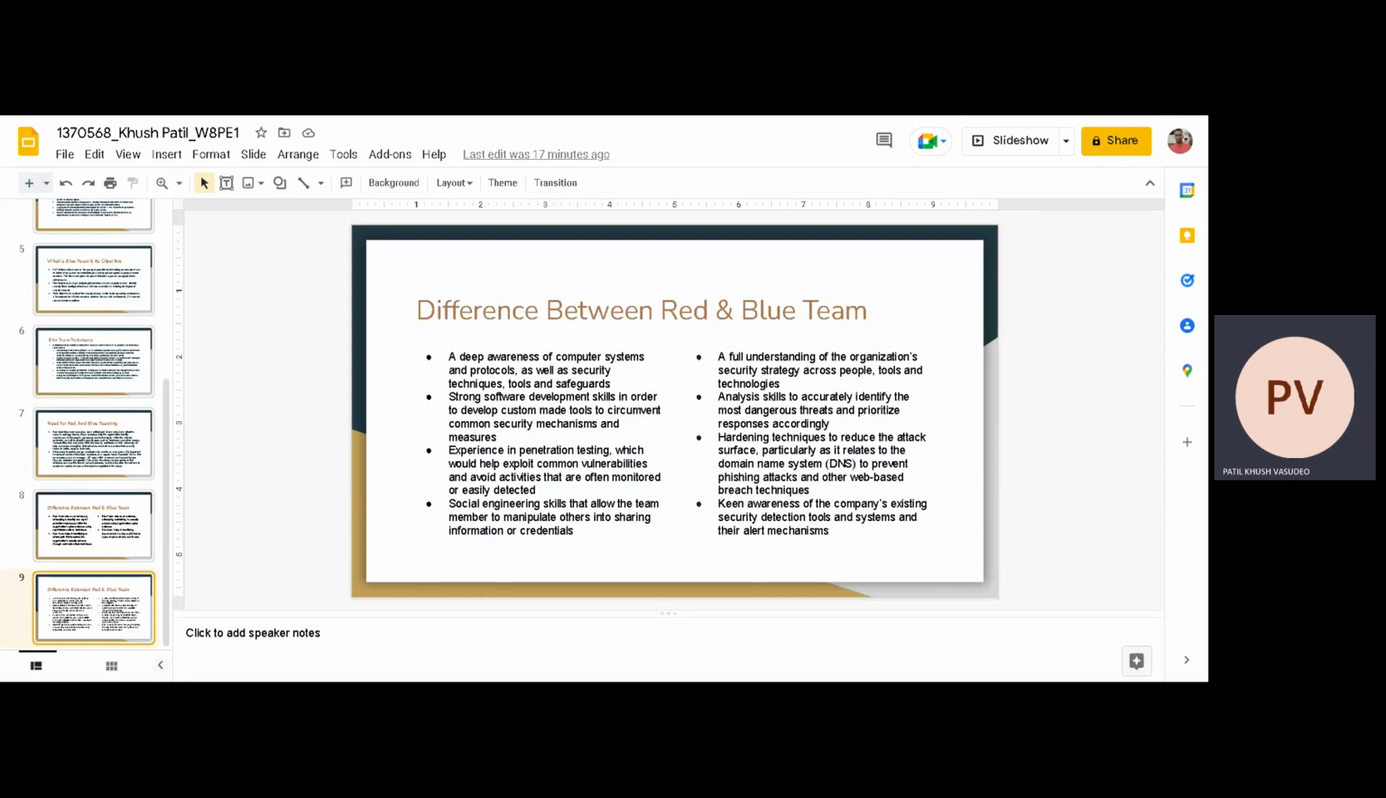Particularly, it is related to DNS, to ensure it prevents phishing and web breach techniques, and also to have a keen awareness of the company's existing security detection tools and systems and their alert mechanisms. Basically, the tools which the company is using, the operating systems and protocols, how the system works, and how the detection works if there is any intruder.